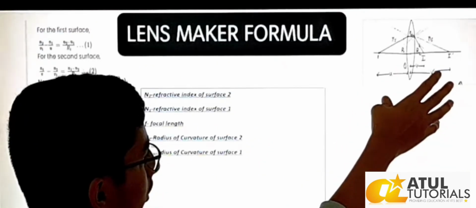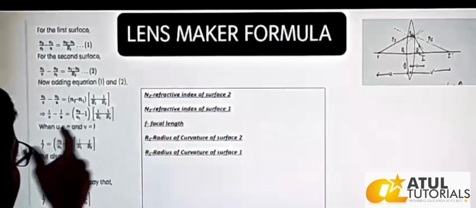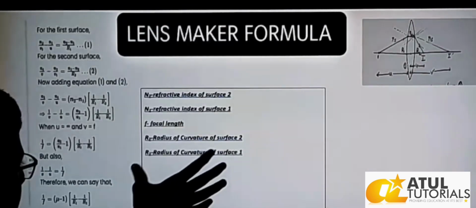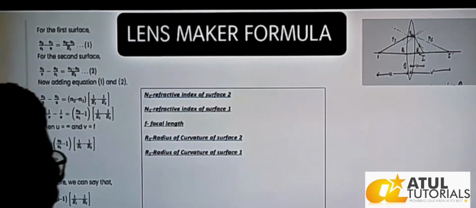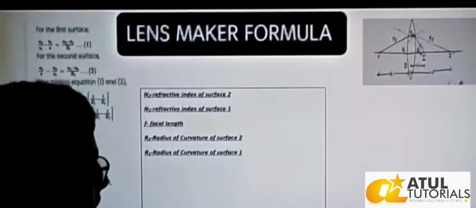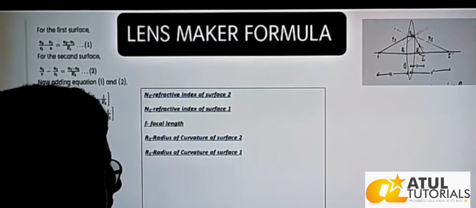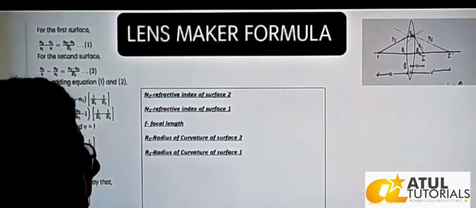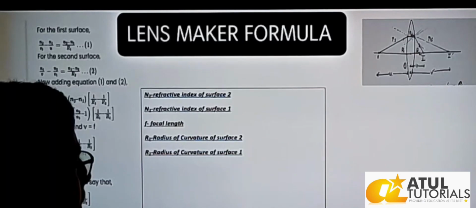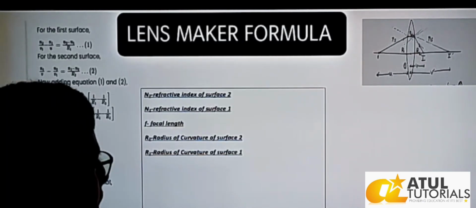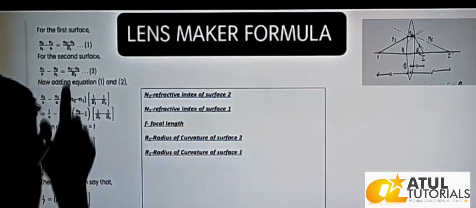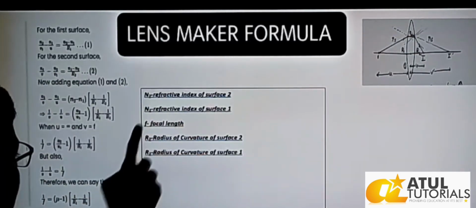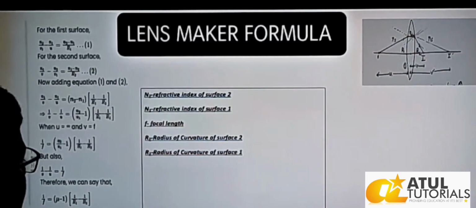So I'm going to explain its derivation now. First, we understand every symbol and its meaning. V is the image distance, U is the object distance, R1 is the radius of curvature of surface 1 and R2 is the radius of curvature of surface 2. Mu1 and mu2 are the refractive indices of surface 1 and 2 respectively. F is the focal length.